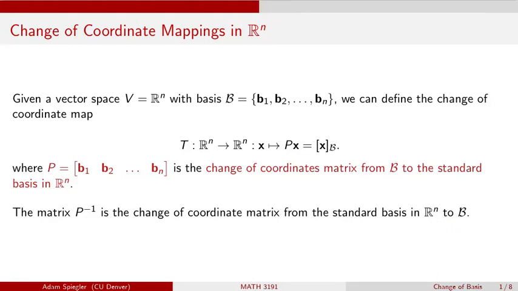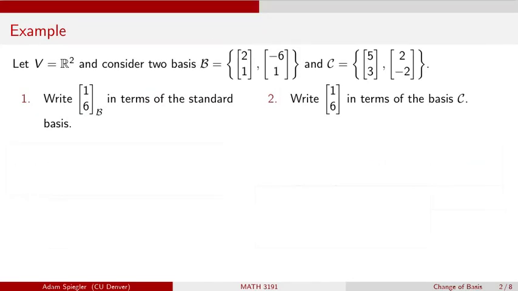So let's take a look at an example to refresh ourselves about how these matrices work before we start to think about how we can convert from one set of coordinates to another set of coordinates where neither of the bases are the standard basis. Okay, so let's take a look at a concrete example to refresh ourselves about how we can work with change of coordinates matrices. So here we're going to consider vector space V to be R2, a dimension 2 vector space.